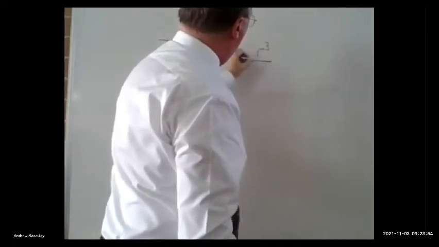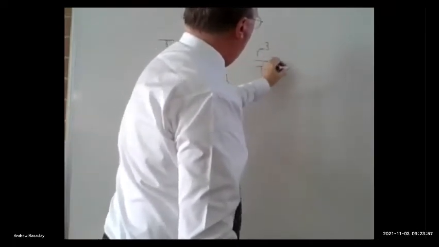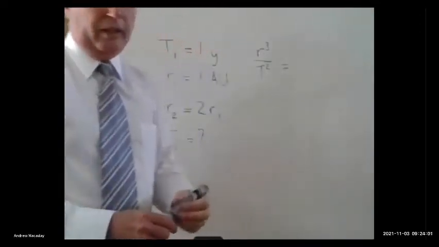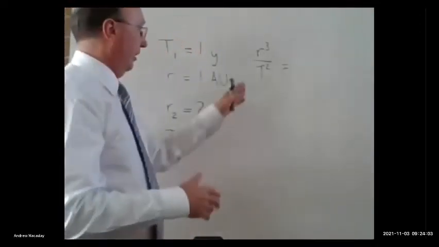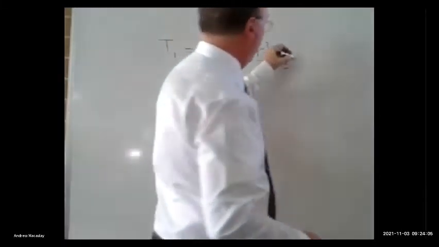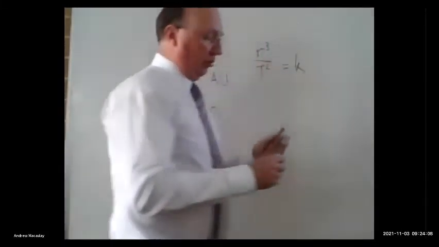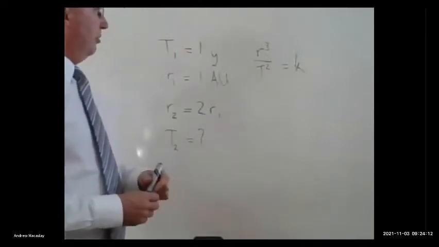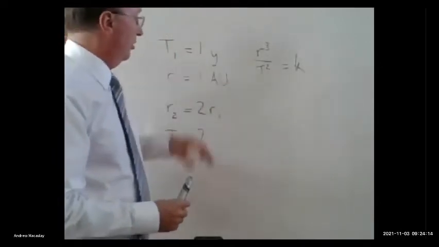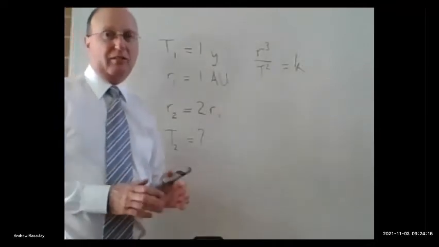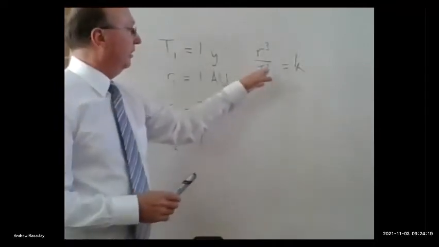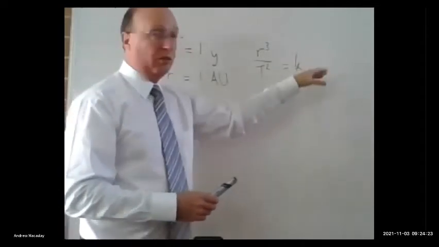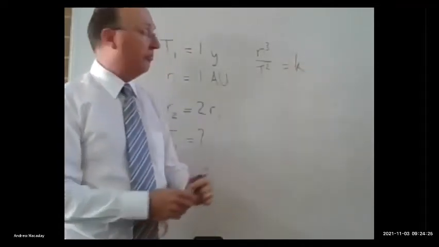R cubed over T squared. And on the formula sheet, it says it equals something. We're not interested in the something. We're not actually calculating these from scratch. So I'm just going to put K. It's a constant for the solar system. And notice it doesn't have subscripts. So on the formula sheet, it's to calculate it directly given these constants. But for this question, we don't have those constants. I'm just going to put K as a constant.